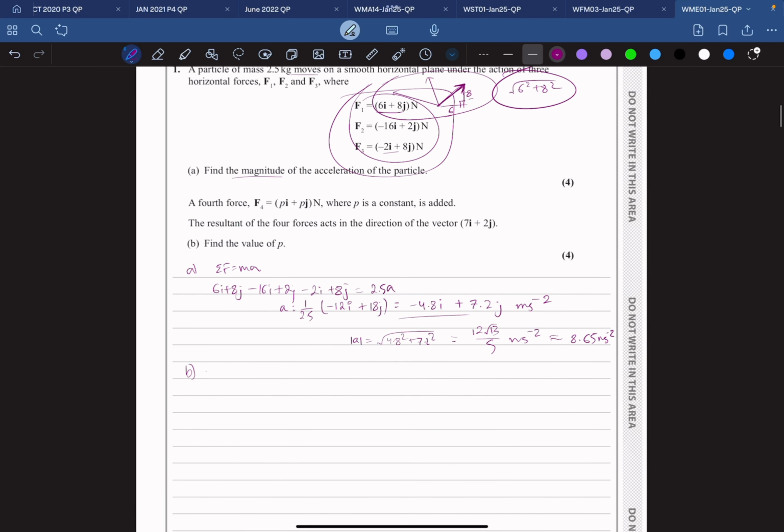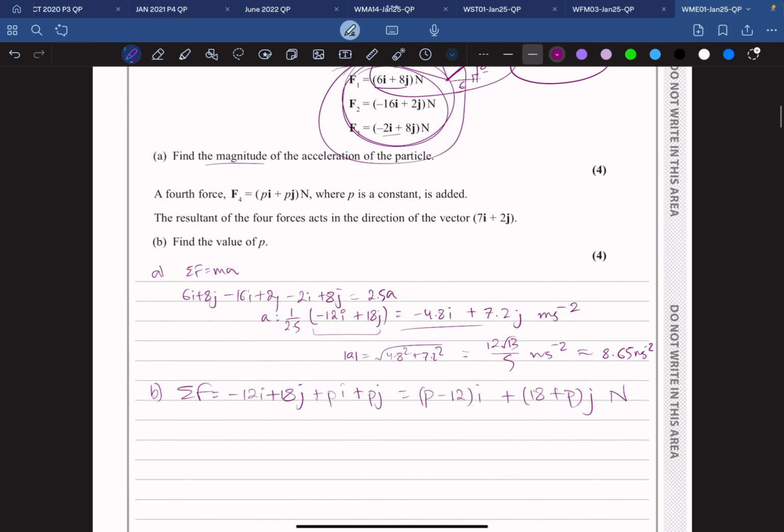F1 plus F2. Let's just do the resultant force. Resultant force should be equal to, we've already added the 3 ones, which is this. So why don't we just use that here? Minus 12i plus 18j plus Pi plus Pj. And I always like to keep the i components together and the j components together. So I'm going to write this down like this: (P minus 12)i plus (18 plus P)j. This is going to be in newtons, of course. It doesn't really matter. There goes the resultant force.